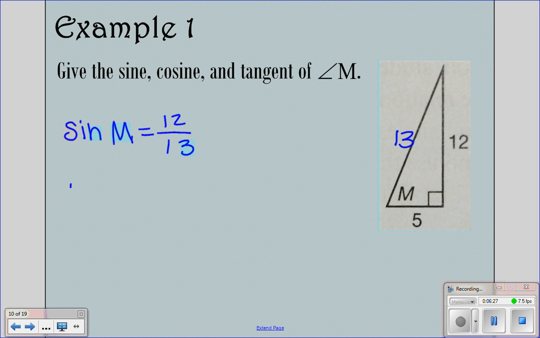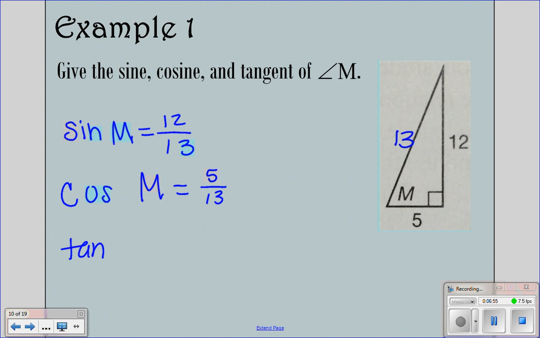For the cosine, the abbreviation is COS. So the cosine of angle M, do not say the cos of angle M or the cos M. The cosine of angle M. Cosine is adjacent over hypotenuse. The adjacent side is 5, over 13. So 5 over 13.